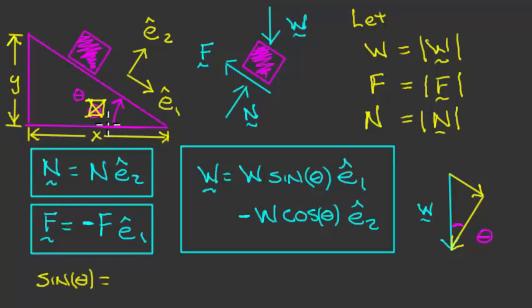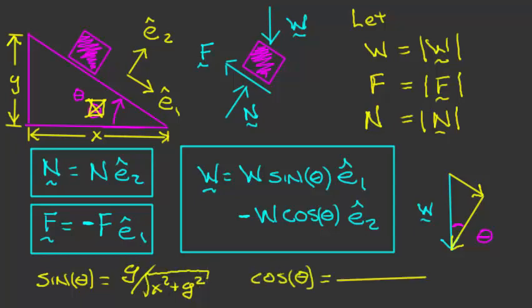Now the definition of sine, this function we have in here, is as follows. Sine of this angle is just the opposite side of the triangle, the y, divided by the length of this hypotenuse. So that's y divided by, what's that hypotenuse? Using the Pythagorean theorem, that's the square root of x squared plus y squared. And similarly, the cosine is going to be the adjacent side divided by the hypotenuse. So the adjacent side would be x, and the hypotenuse again, the square root of x squared plus y squared.